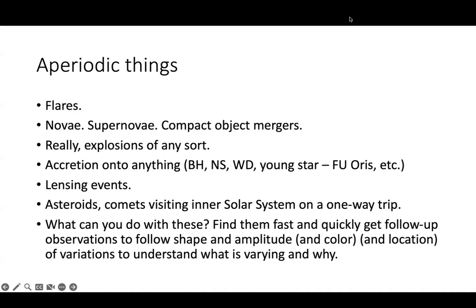So you can do different things with these aperiodic things. You have to find them. If you find them, you have to quickly follow up. And in order to understand what's happening, you need to get those follow-up observations, usually from more than one telescope, to try to understand what's happening, to follow the shape of the variability, follow the amplitude and the color of the variability. Sometimes it's even hard to figure out exactly where the variability is coming from to try to understand what is varying and why.